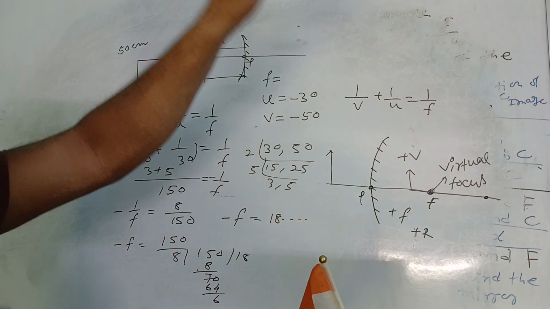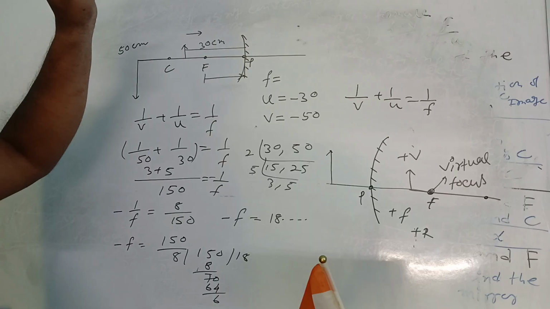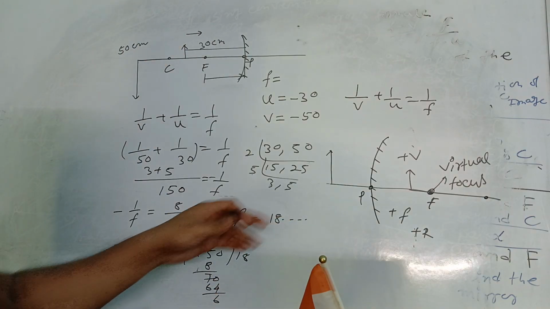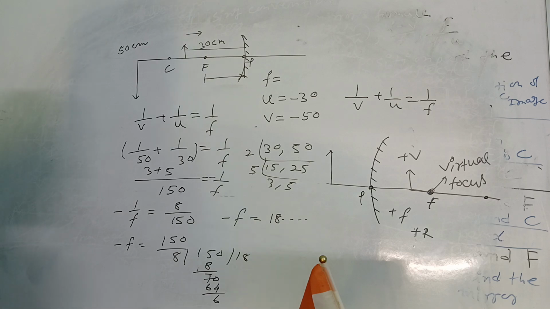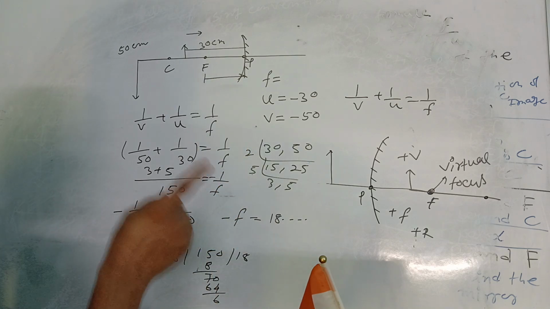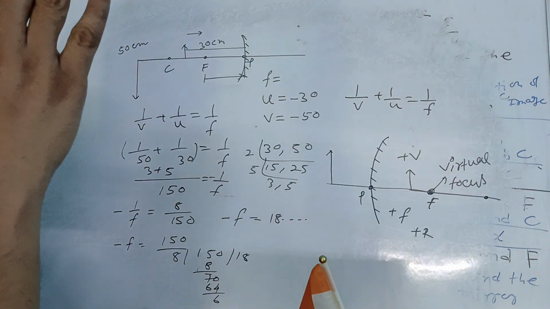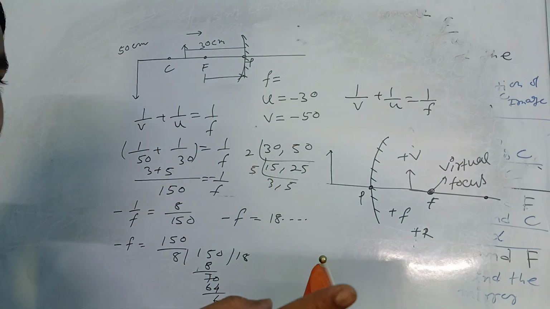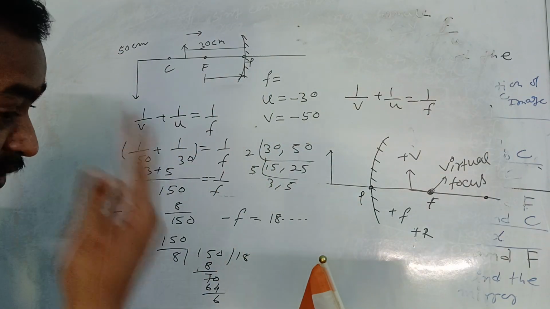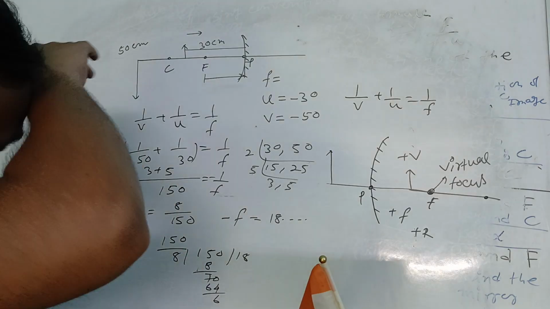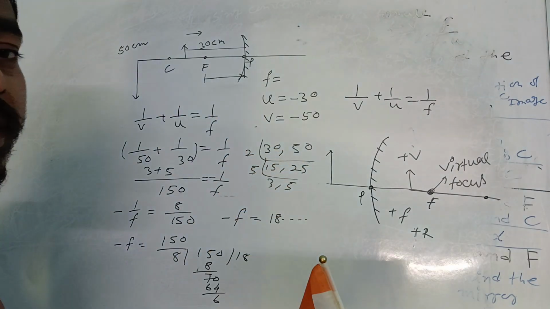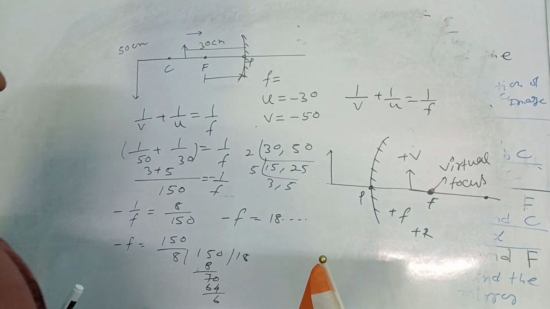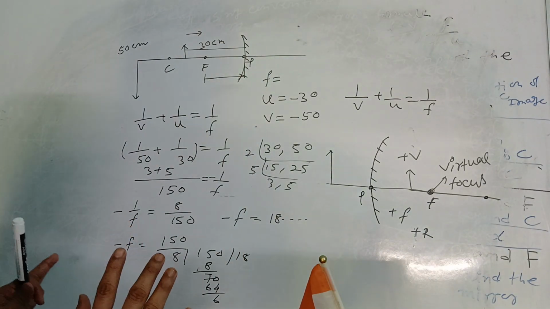That time I arbitrarily put the value of f, nearly 20 I put. So near 18 point something we are getting. So like this we can find. What you have to do: at first draw the diagram, place the object, write what is given, consider the sign convention, whether it is positive or negative, and then put the values. Is it clear? Then you will get the correct answer.